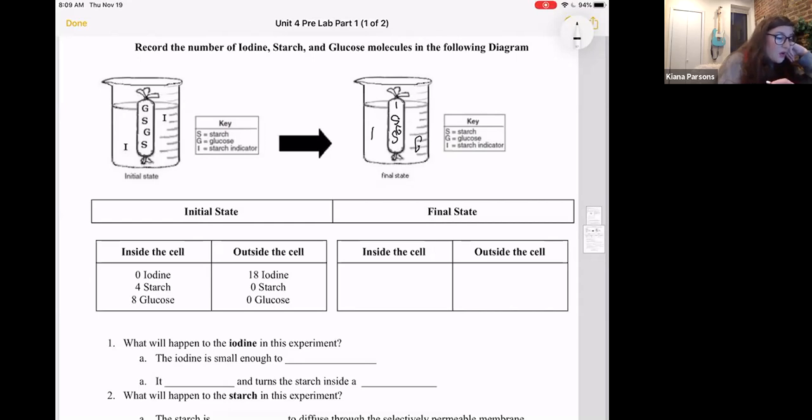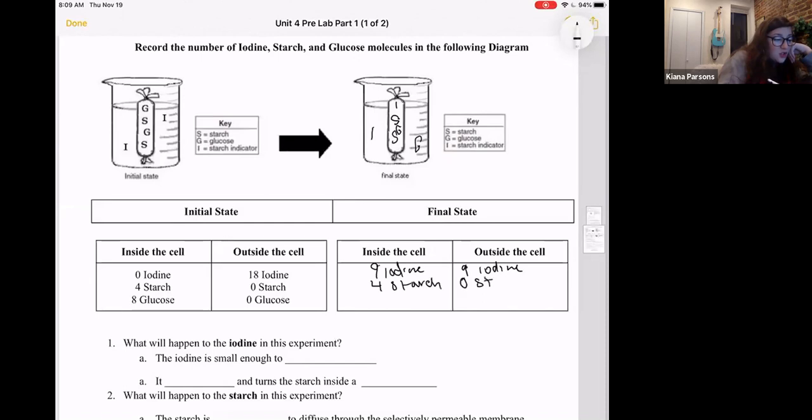There is an equilibrium, right? We didn't test the percentage of iodine or glucose or starch in the solution. However, we can use our knowledge of biology and of chemistry here and know that molecules move until they reach a state of equilibrium. So that's what we're going to use to do the math here for our final state. Inside the cell, we're going to assume that we have 9 iodine, and there's also 9 iodine outside the cell, right? Half and half. Inside the cell, we have 4 starch, and there's no starch outside the cell.